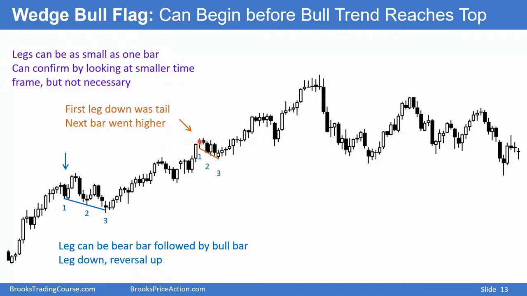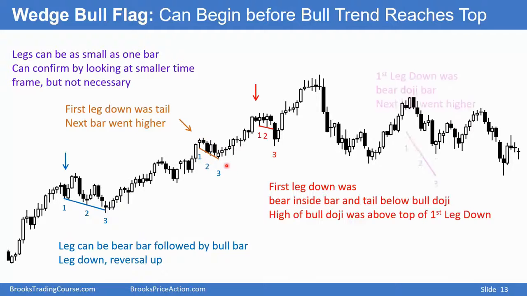Here we have a tail. The market traded down and traded up. On a smaller time frame chart, that is a small leg 1. We have a bear bar followed by a bull bar. This is a leg 2. We have a bear bar followed by a bull bar. That means it's a third reversal up. This is a small wedge bull flag. On a smaller time frame chart, you'd see it, but you can infer it simply by looking at this, and this is all that you need to see.